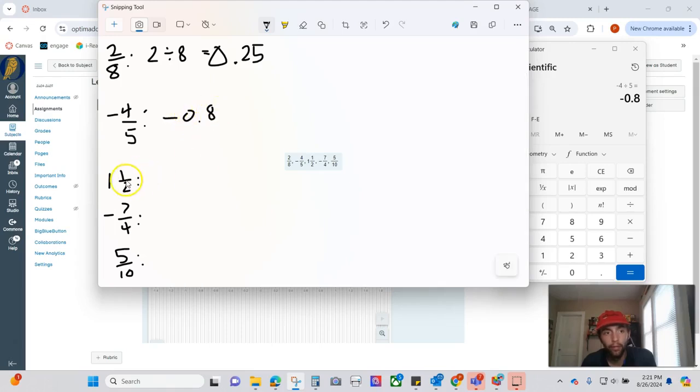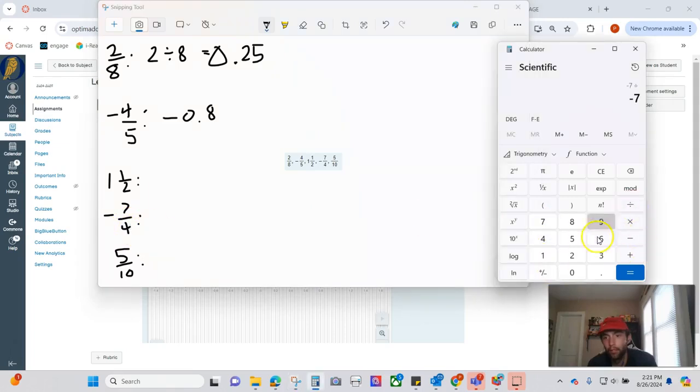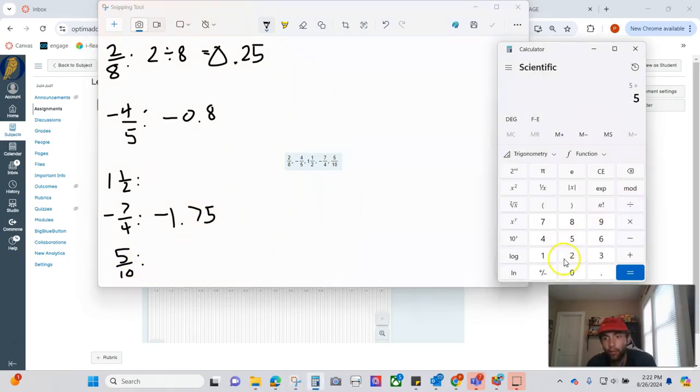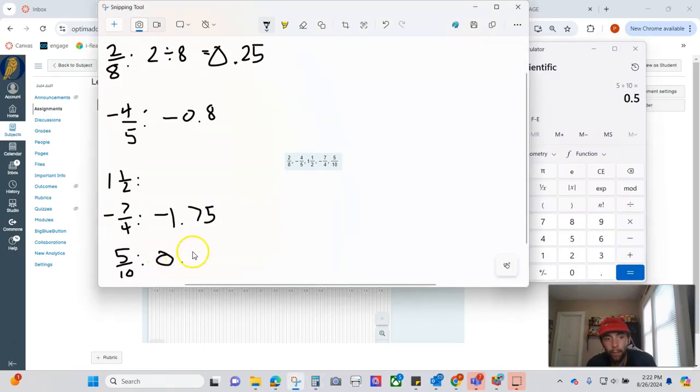Negative 4 divided by 5 is negative 0.8. I'm going to skip this 1 1/2 for now. Come back to that at the end. Then we have negative 7 divided by 4. Negative 7 divided by 4 is negative 1.75. And 5 divided by 10 is 0.5.